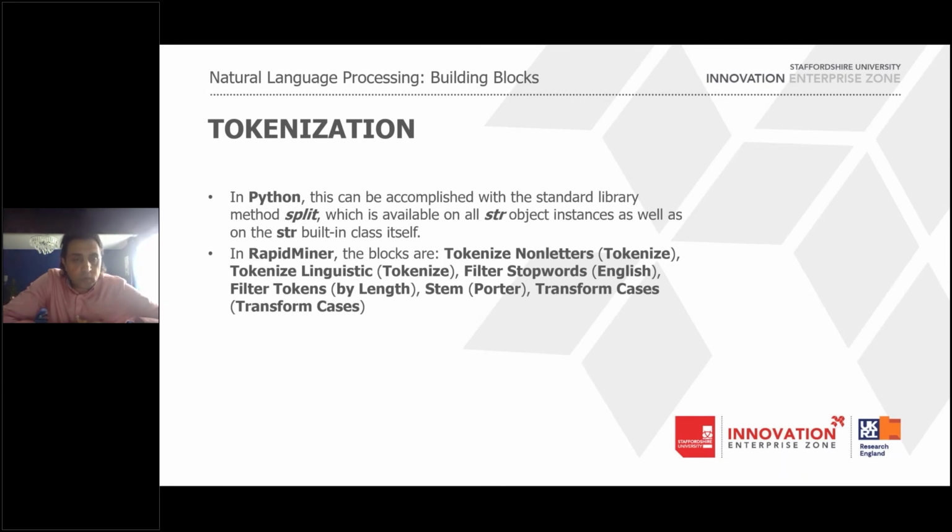In RapidMiner, we can make use of a number of different blocks, like tokenize non-letters, or tokenize linguistic, or filter stop words, or filter tokens by length. So we can specify a certain length to make sure that a token has to be of this minimum length, or stem, which is a Porter stemmer, which we will see by the end of this lecture, or transform cases, which can transform all our cases from upper letters to lower letters, or whatever we want to transform.